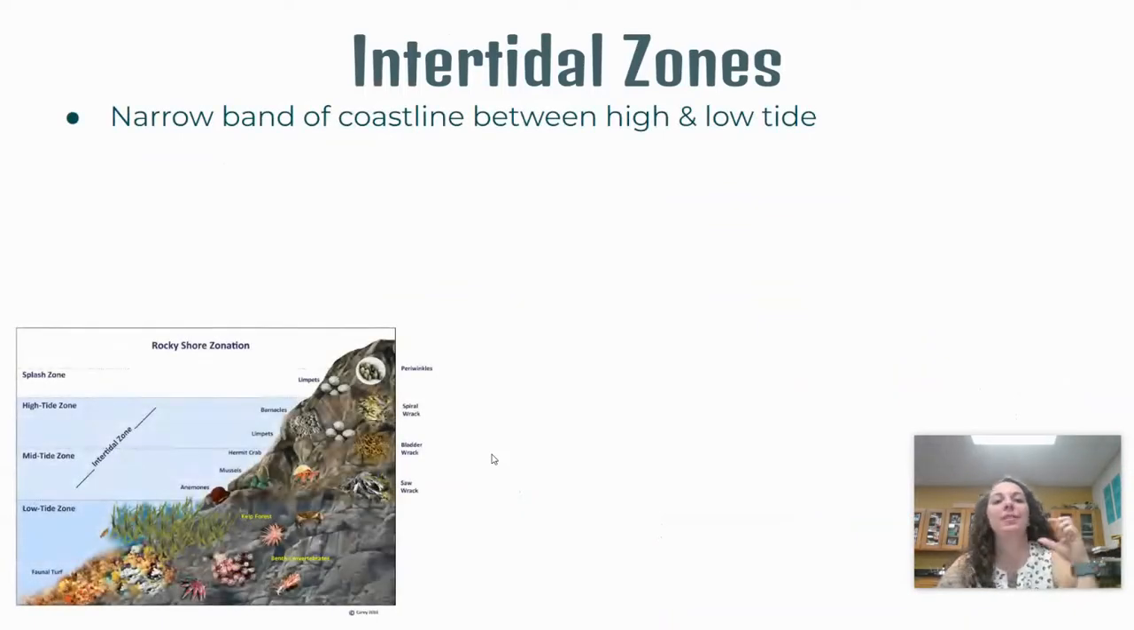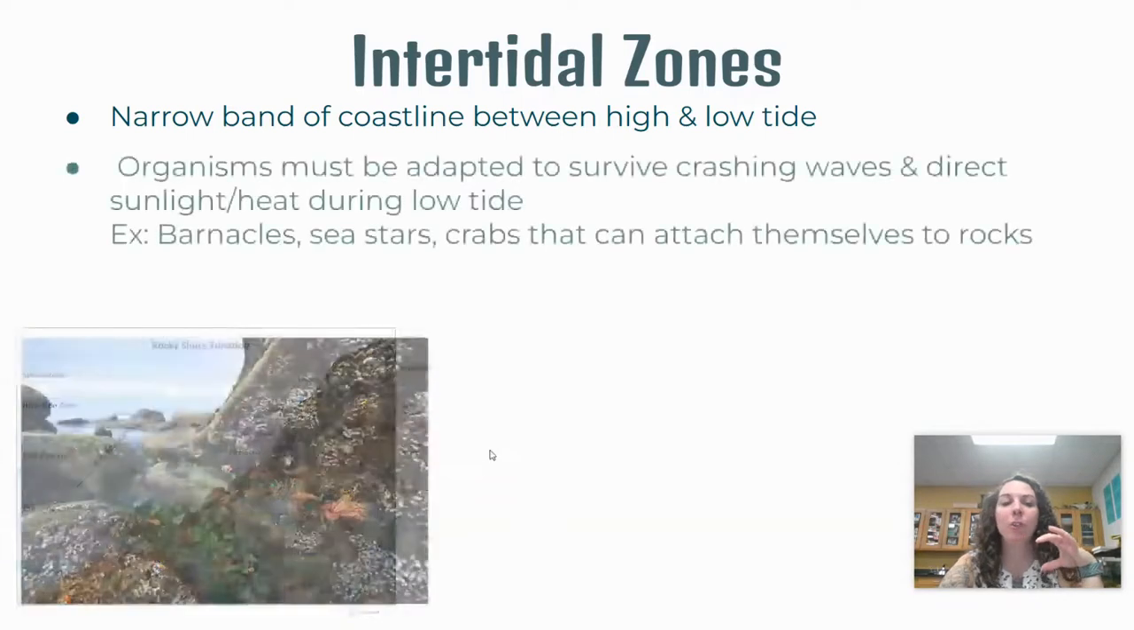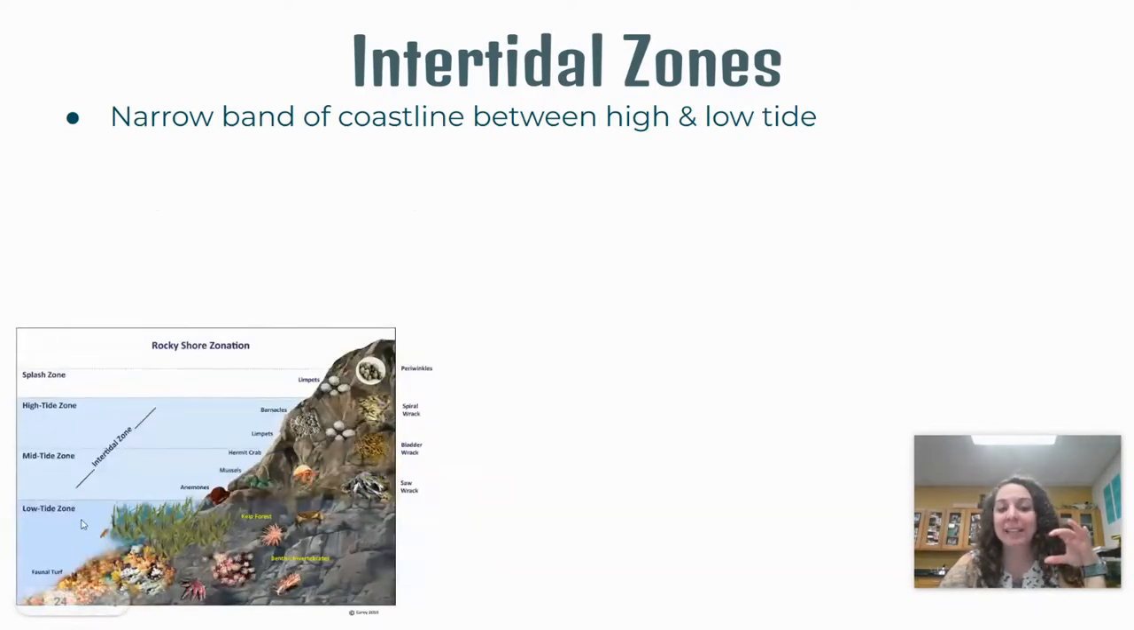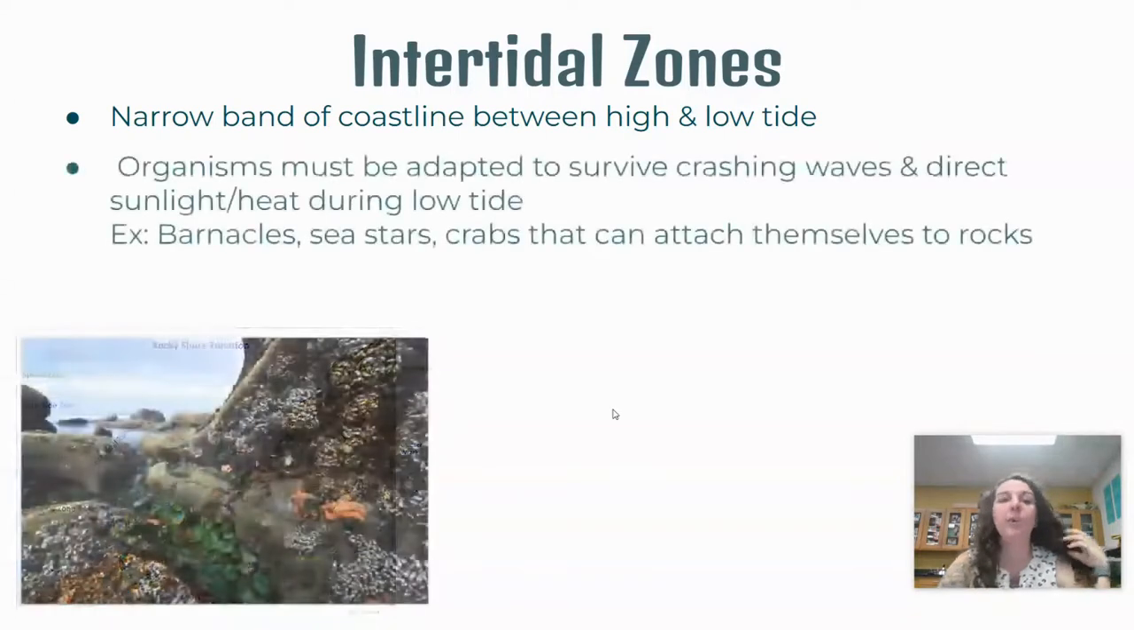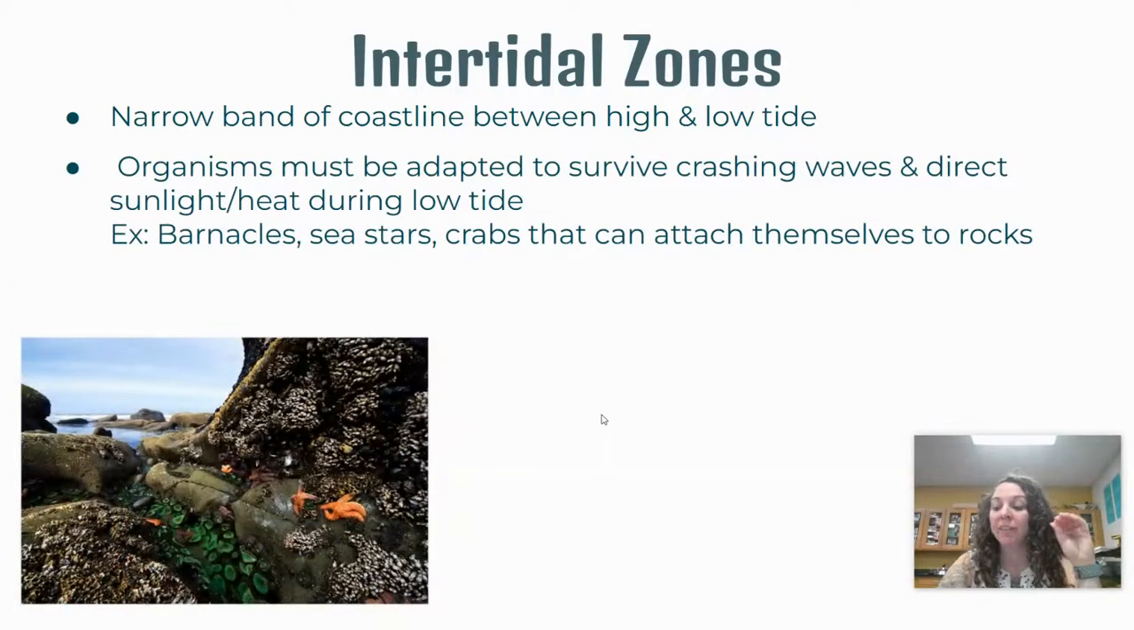Intertidal zones. So this is a narrow band of coast between high and low tide. So a lot of it gets exposed as the tide goes out. So this whole thing here would be considered the intertidal zone. So if it's high tide, the water would be all the way up here. But if it's low tide, it's going to be all the way down here. So organisms that live here have to be very well adapted. They have to be able to survive crashing waves and direct sunlight and heat during low tide.